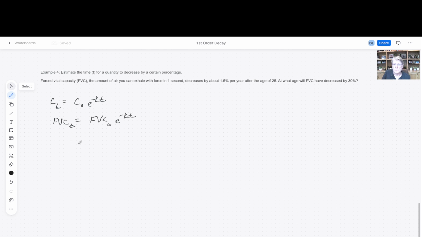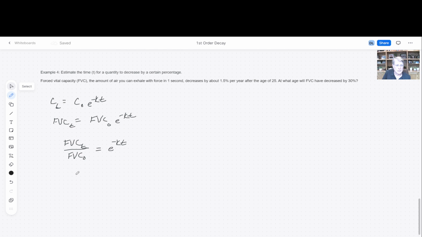So we want to know at what age will FVC have decreased by 30%. Well, when FVC is 30% lower than it is at age 25, it will be 70% of the starting FVC, right? That's a ratio, so let's just put that ratio over on the left-hand side. FVC(t) over FVC naught is going to be equal to e to the negative kt.